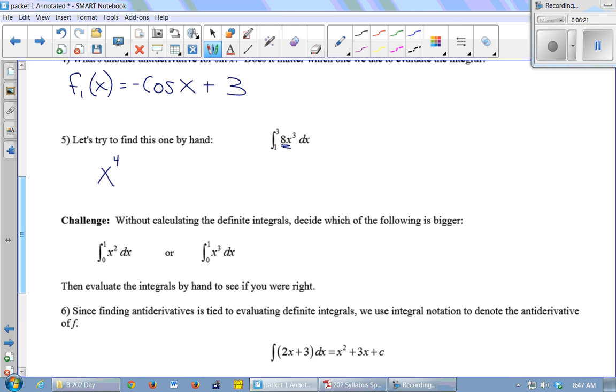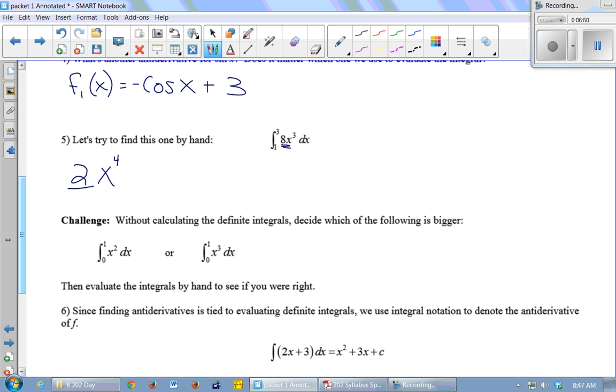And then we have to figure out what coefficient to put here so that when I take the derivative, I get an 8. Right? So I need this to come out as 8x cubed. When I bring this 4 down, what do I want as my coefficient so that when I multiply, I get an 8? A 2. So 2x to the 4th. All right, so that is how we come up with the antiderivative of 8x cubed, and then I have to evaluate it from 1 to 3.